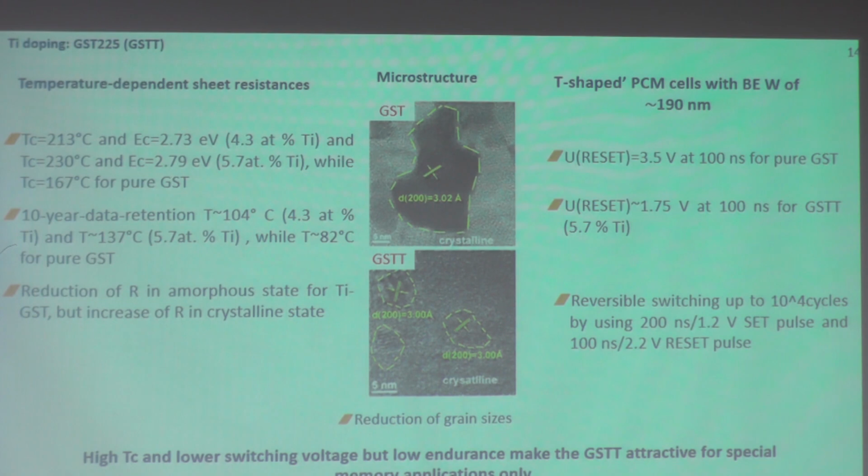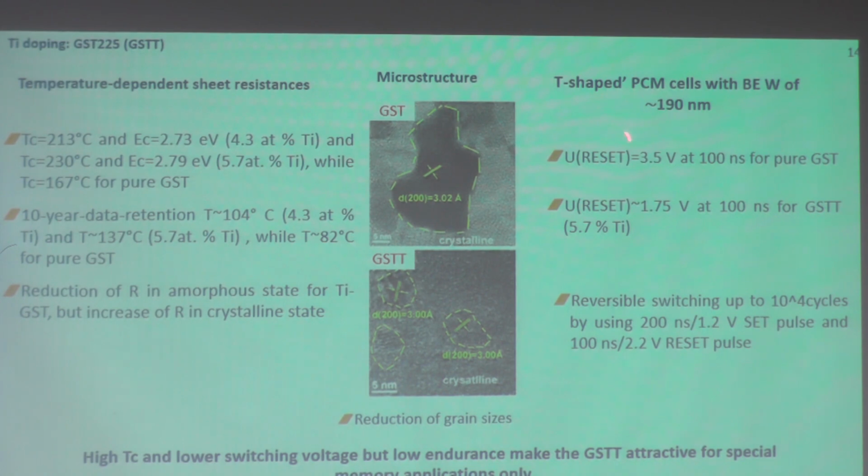From the microstructure, the introduction of titanium to the GST affects the microstructure, so it reduces the grain sizes of the crystalline phase. Here, this is the GST with typical grain size between 10 and 20 nanometers. And here the grain sizes of such titanium-doped materials can be reduced down to 10 nanometers like here.